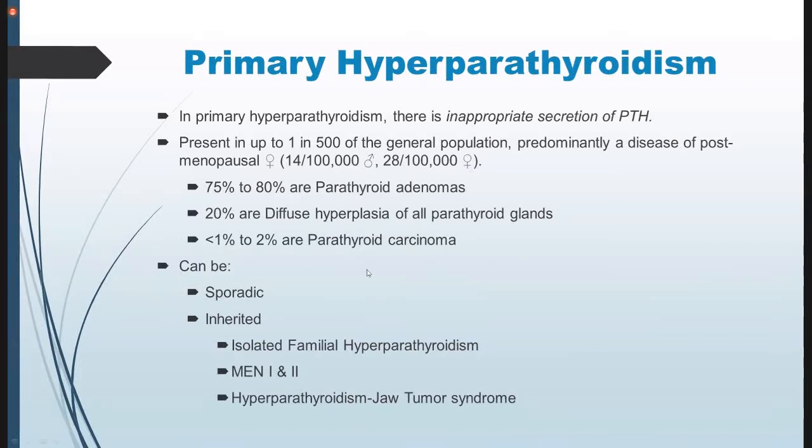If this is a parathyroid adenoma or hyperplasia, then it can be sporadic or it can be inherited. Sporadic means it can occur in anyone without any risk factor, without any cause, without any genetics in the family. But inherited, it can be associated with syndromes like isolated familial hyperparathyroidism, MEN 1 and 2, that is multiple endocrine neoplasia 1 and 2, and then there is hyperparathyroidism-jaw tumor syndrome.